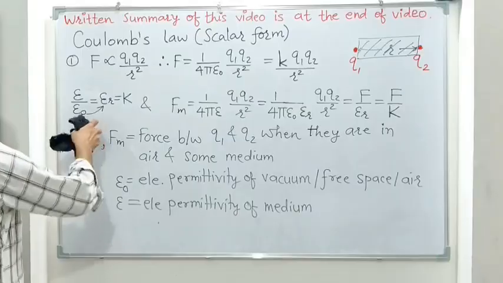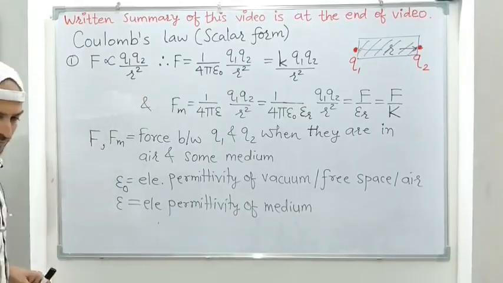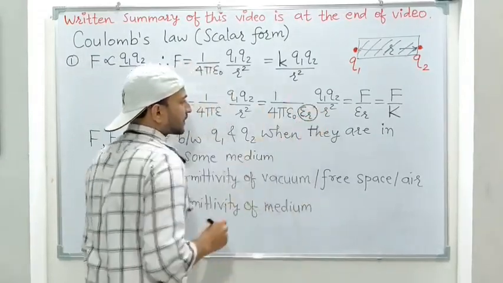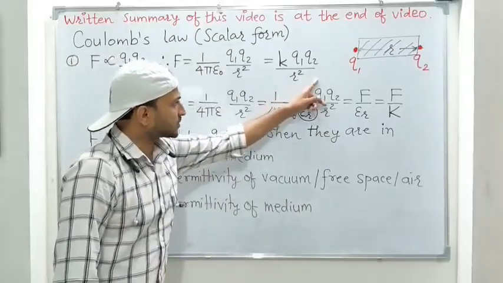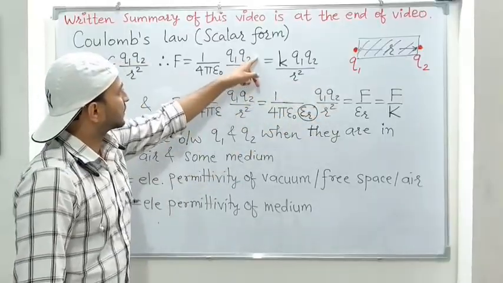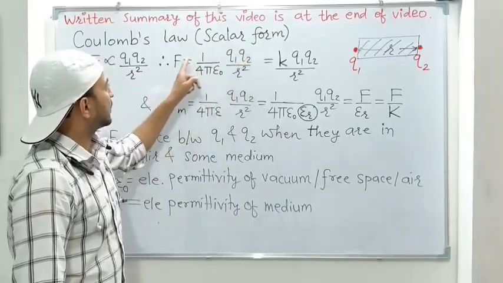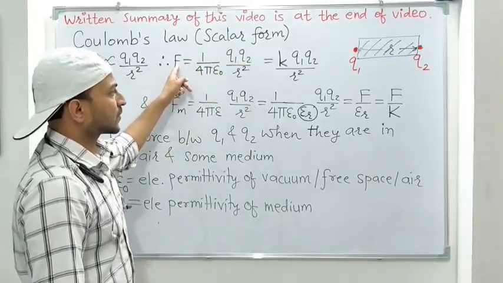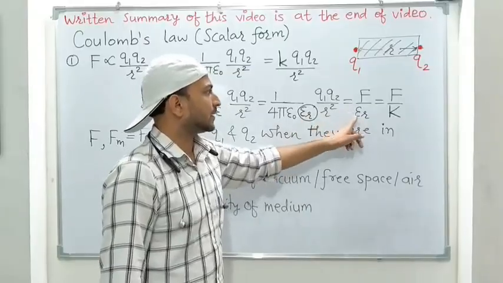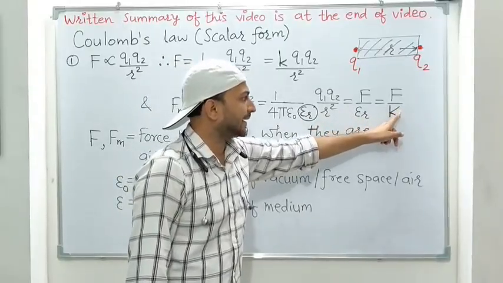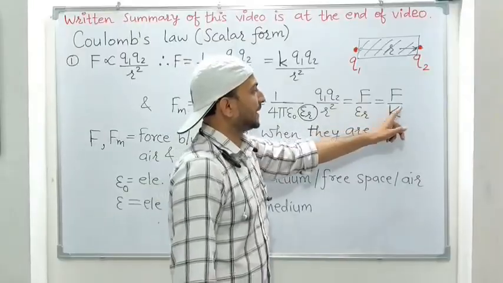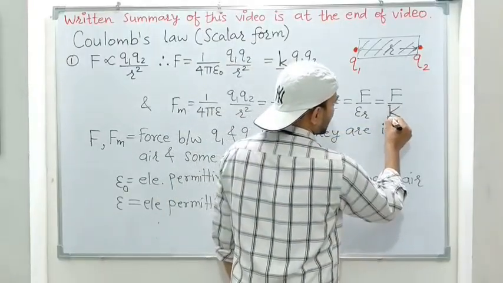Now, if we ignore this term, then the rest of the combination is the force in air. So force in air upon epsilon r. Epsilon r is also capital K, the dielectric constant. Small k is Coulomb's constant. Capital K is the dielectric constant.